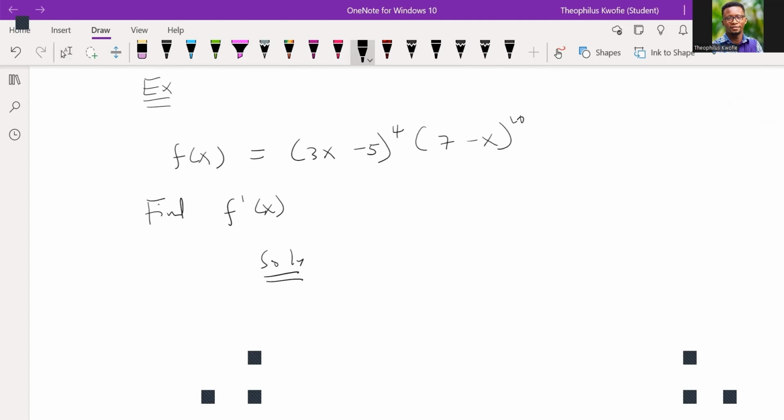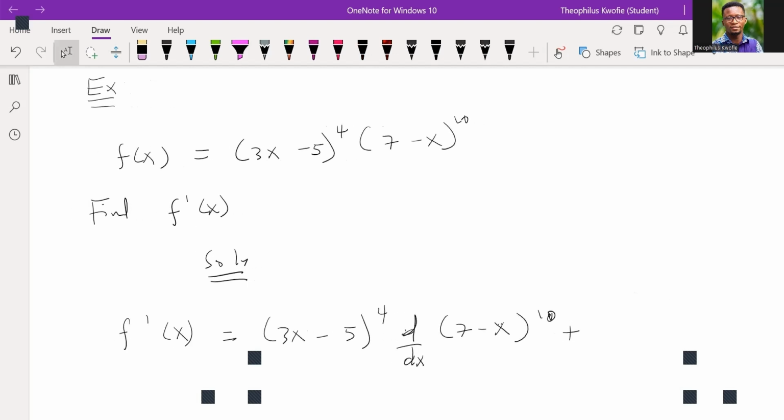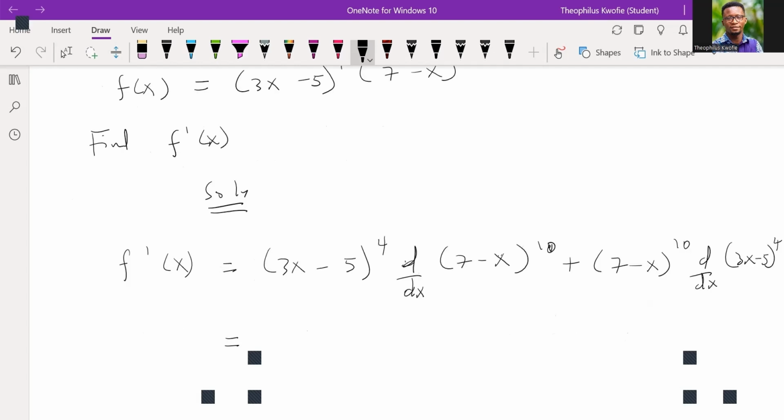So let's find the derivative. First we cover the first function, and then we differentiate the second function. Then since we are talking about a product, we use addition. Then we cover the second function, then differentiate the first function. So what do we get? When we solve and simplify, we maintain this and differentiate that, and that should give us what?